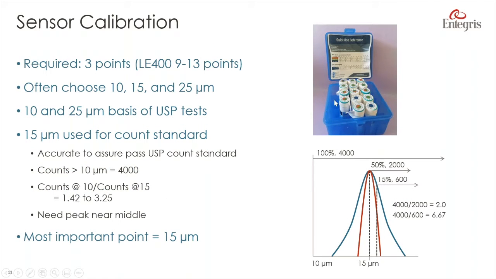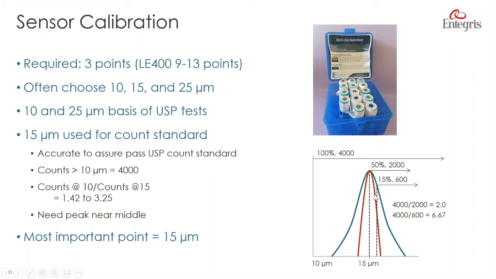This is a calibration kit we use for calibrating the systems. And according to USP 1788, we must check the calibration curve at least 3 points. When I visit customers and do these calibrations, I'll typically check 9 or 13 points. We do everything a little more than what is actually required, but at least look at 10, 15, and 25 microns. The 10 and 25 microns are because those are the basis of the USP test. I will typically also measure at 15 microns because the USP count standard, which we'll need to analyze to verify the system, is actually a 15 micron polystyrene latex standard.